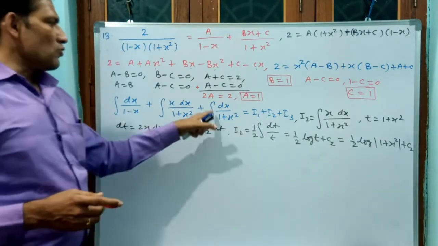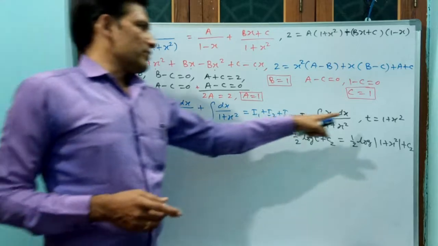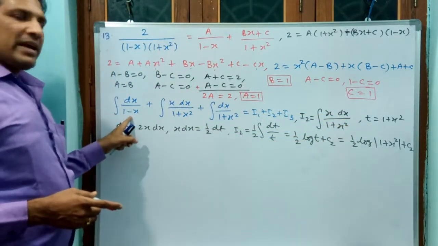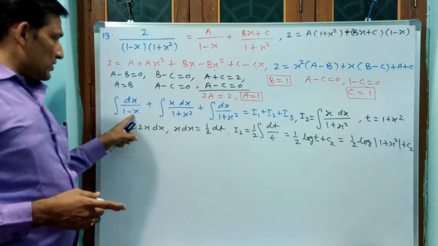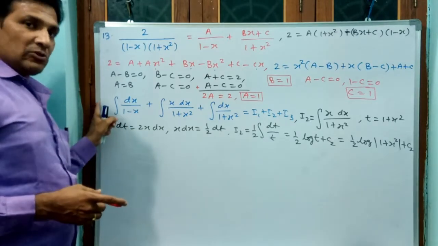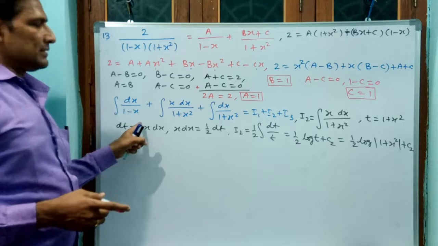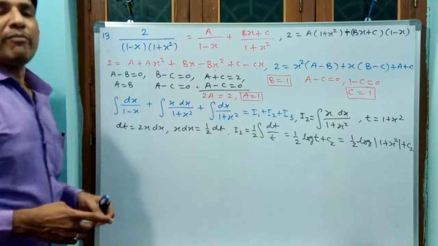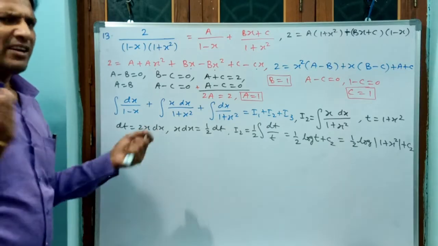Now you see, only a little bit of substitution is required. These are direct questions. Integral of 1 by 1 minus x: since x has a minus sign, a minus will also come, minus log of 1 minus x. This value we have done. What about integral 1 by 1 plus x square? Tan inverse x, that's all.